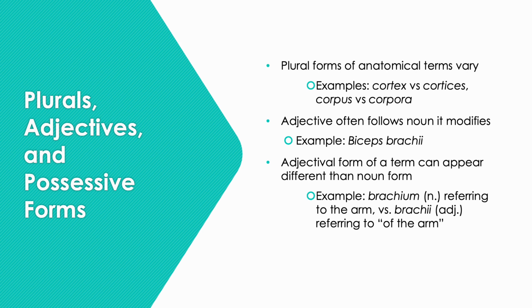So brachii is the adjective describing where or which biceps, which is the arm. Brachii refers to the arm, and biceps is a muscle. So the noun is biceps and the adjective is brachii, telling you that we're referring to the biceps on the arm. The adjectival form of a term can appear different than the noun form.